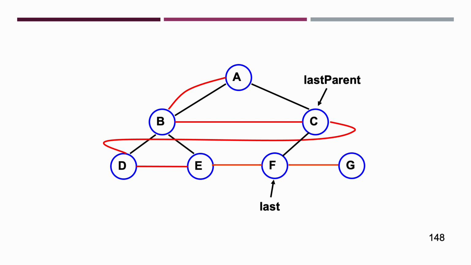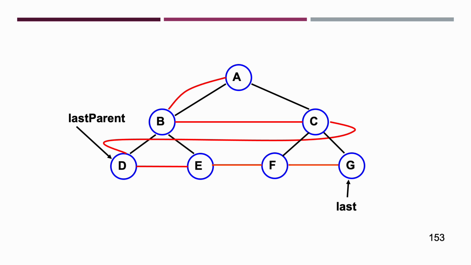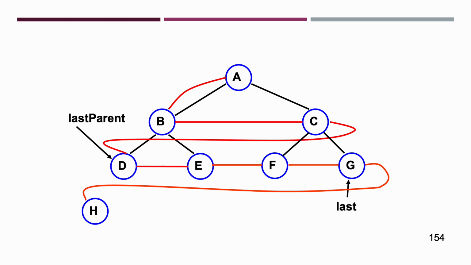Again, we are adding G after F, and then we are connecting it. So now the G is the last, and now we are connecting it with C. This is how we can add a new node. So last parent moves to the next. So if now D is last parent, and then we are adding H after last, so now H is last, then it will be connected with D.